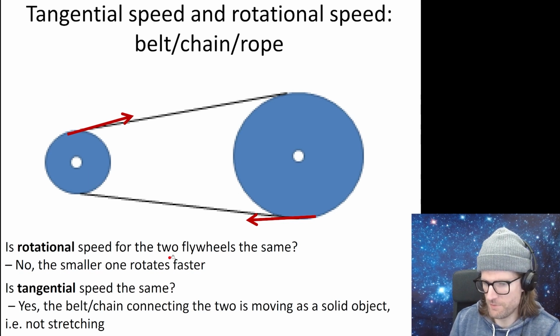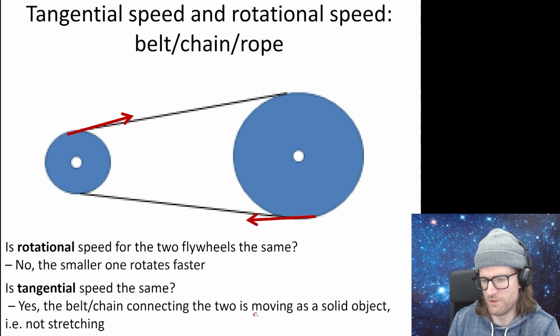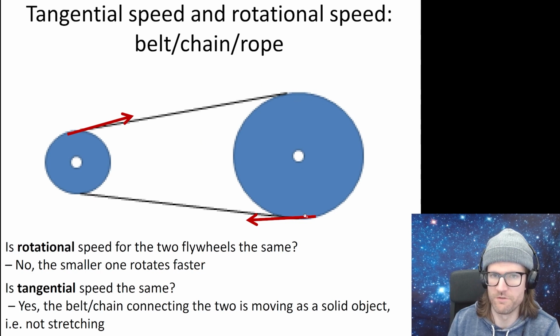Is the rotational speed of the two flywheels the same? No. The smaller one rotates faster. Is the tangential speed the same? Yes. The belt or chain connecting the two is moving as a solid object, so it's not stretching. So the tangential speed on the outside of the smaller flywheel is the same as the outside of the larger flywheel.